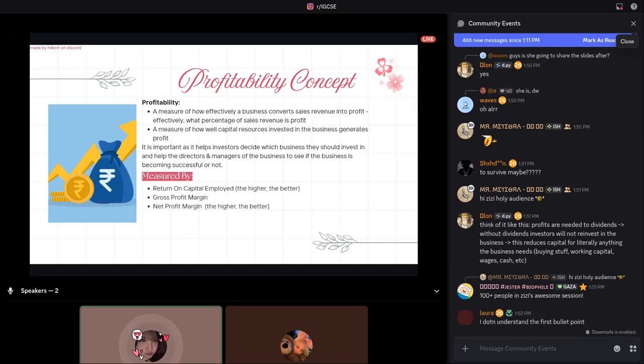So this is measured by, of course, some of you were asking this before: how do you know if it's good or bad? So here, the higher the better for return on capital employed and net profit margin, it means it's better for the business. Gross profit margin as well.